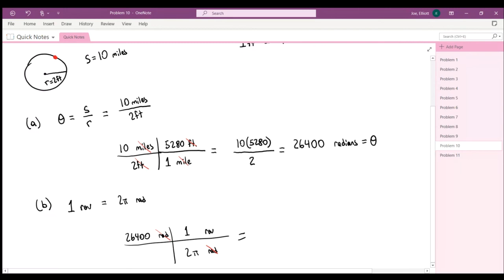Okay. So what we'll be left with is 26,400 over 2 pi. All right. So it looks like that's about 3,915.21.